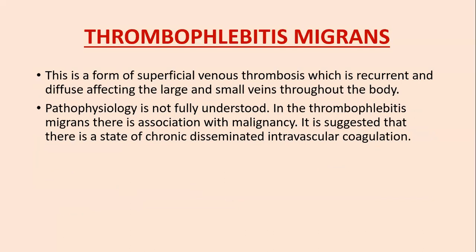The third condition we are going to discuss is thrombophlebitis migrans. This is different from superficial vein thrombosis, as this form of superficial vein thrombosis is recurrent and diffuse, affecting the large and small veins throughout the body. Pathophysiology is not fully understood. In thrombophlebitis migrans, there is most of the time an association with malignancy. So it is suggested that there is a state of chronic disseminated intravascular coagulation.